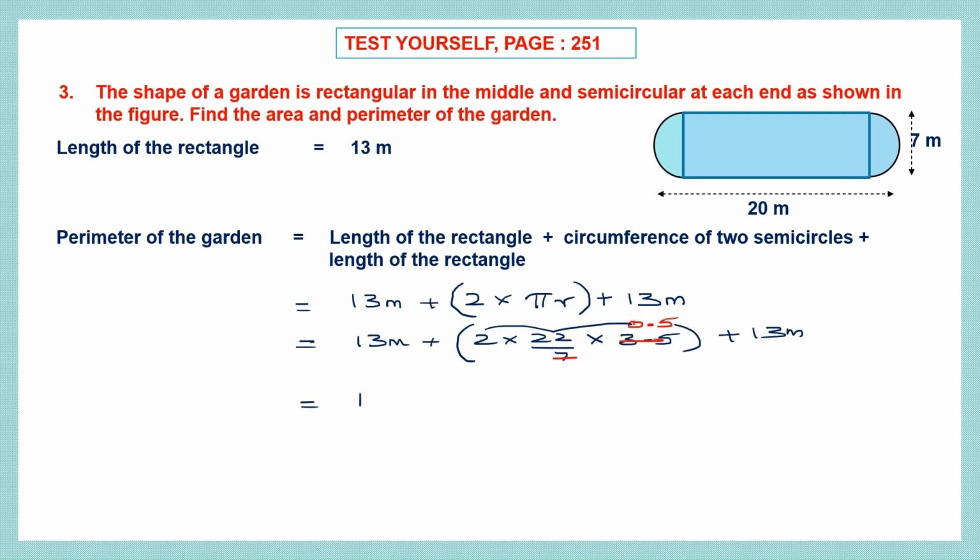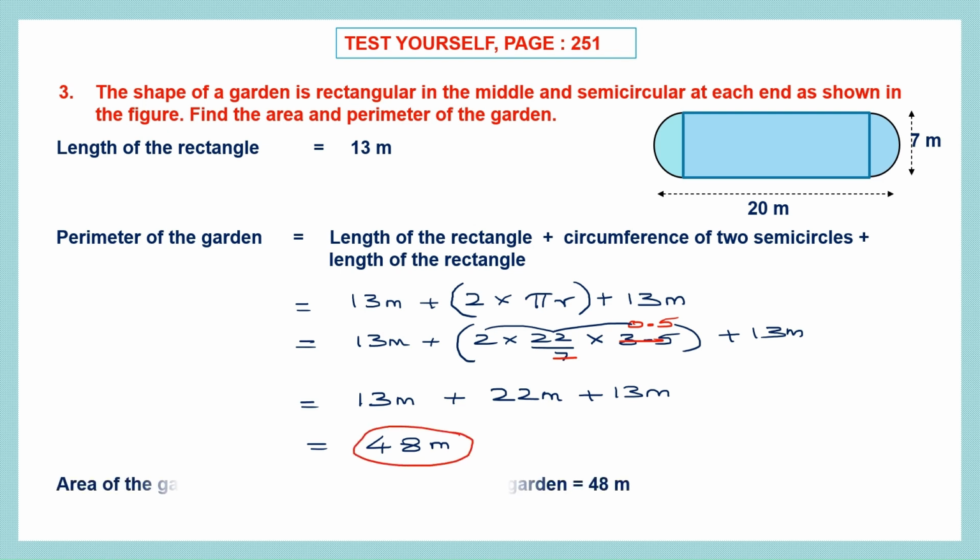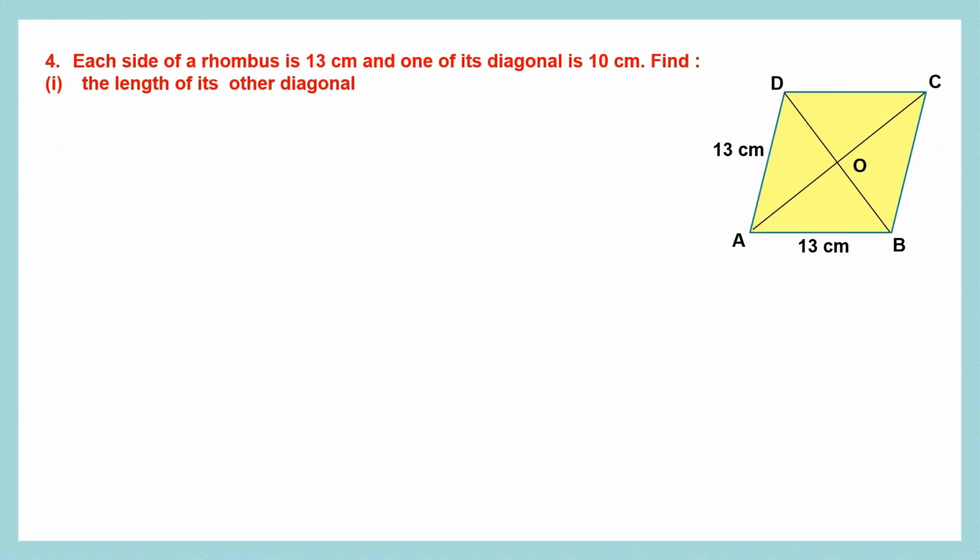So that means 13 meters plus 22 here, that is also meters, plus 13 meters. So here 13 plus 22 plus 13 is equal to 48. And since we have found the perimeter, this is 48 meters. So we have found the perimeter also. So area of the garden we have found to be 125.5 meters and the perimeter of the garden is 48 meters.